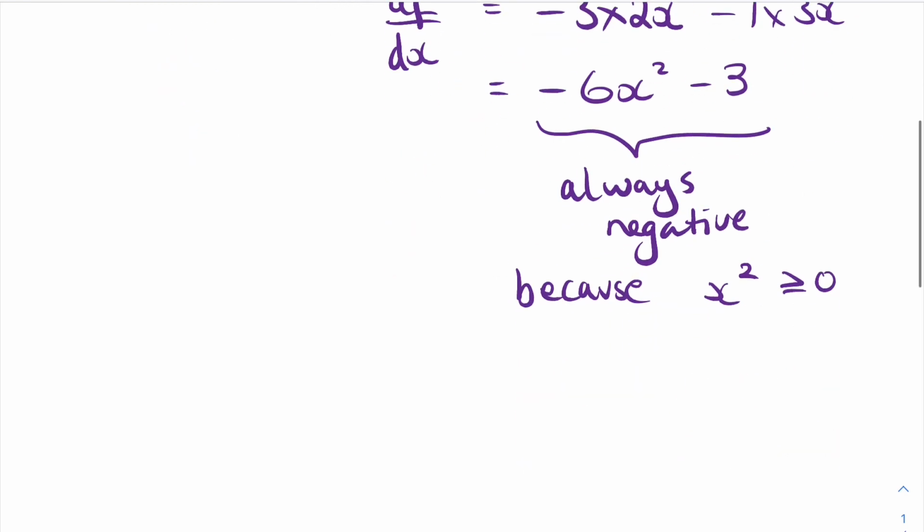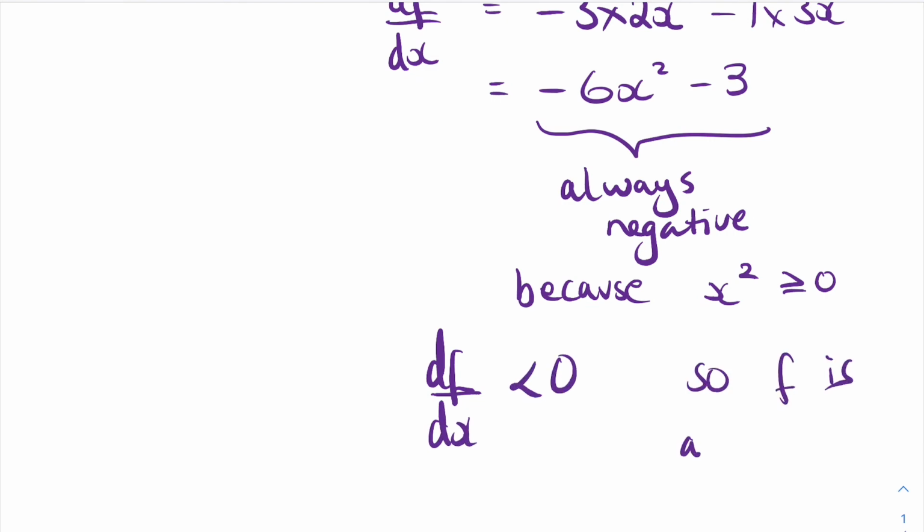So df by dx is less than 0. So f is always decreasing. And it's always strictly less than 0 because of that minus 3. We could have x equals 0. That's when that will be at its minimum. So 0 minus 3 is minus 3, so it's strictly always negative. And that concludes the question.